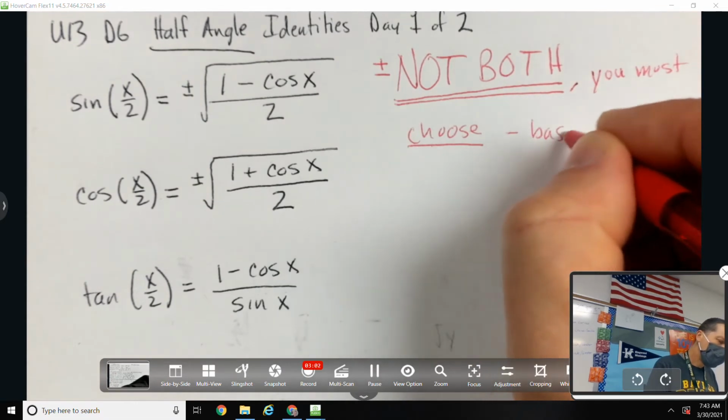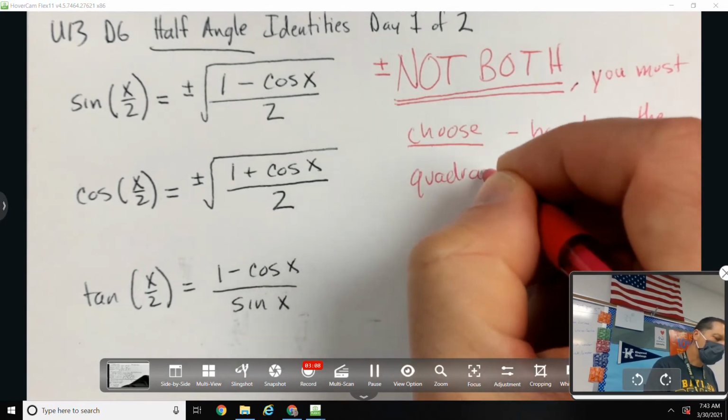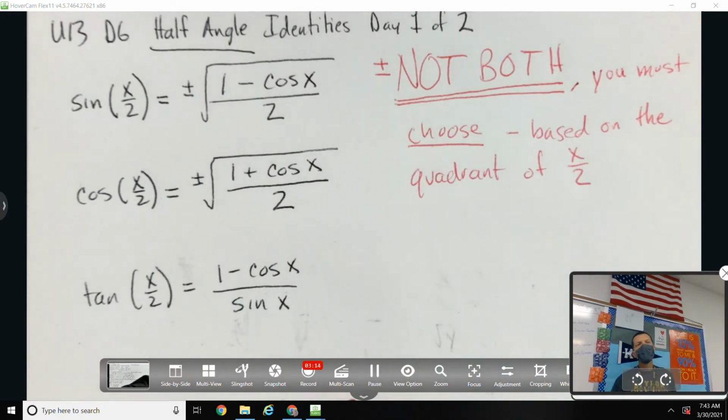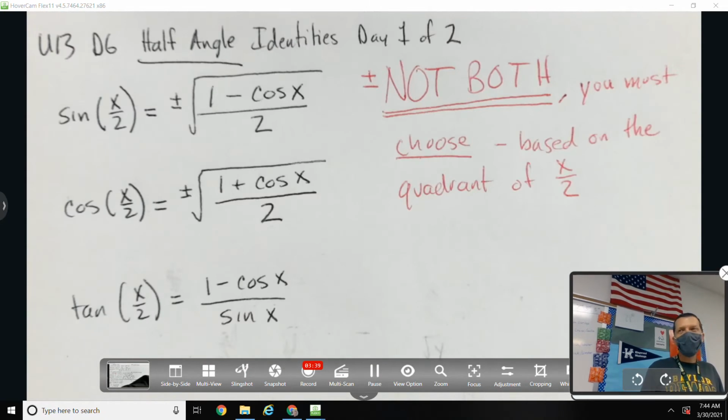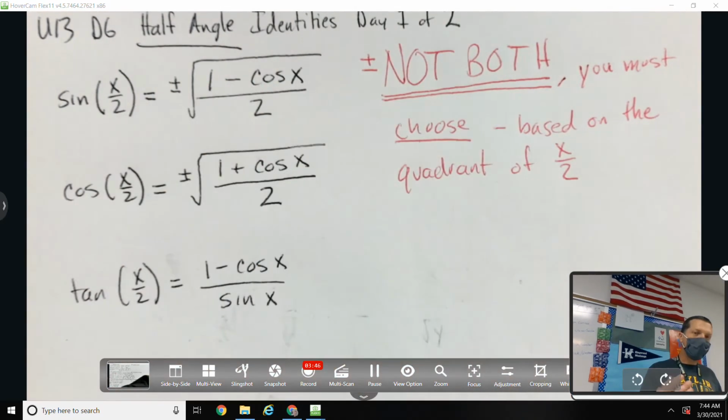And you choose based on the quadrant of x over 2. This is an easy way to tell who was paying attention and who kind of wasn't and just wrote down formulas. When it comes to the test, if they put plus or minus, it means they weren't really paying attention. You got to pick one. You might pick the wrong one, but you can't put both. It's not hard to do, and I'll show you how. You just have to remember that plus or minus is part of the formula, but it's not both. You got to pick which one to use.